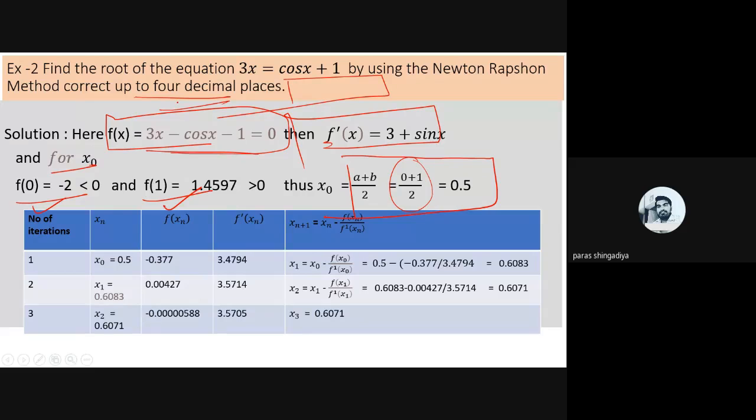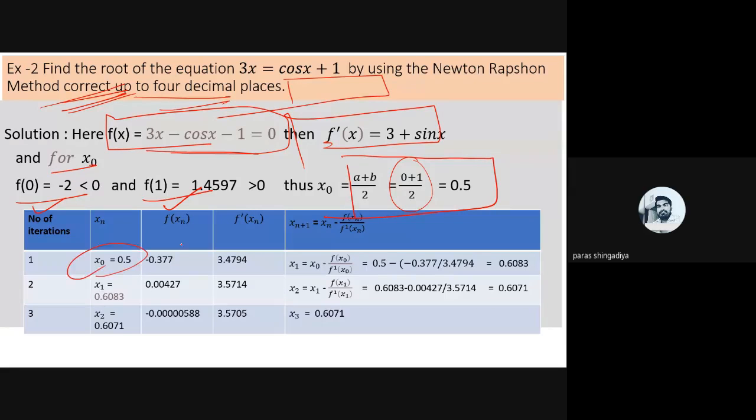The number of iterations is not mentioned, so you don't derive 5 iterations or just 3 iterations; that is not given, but a condition is there. Check your answer correct up to 4 decimal places. It means when we get 2 consecutive iterations correct up to 4 decimal places, then we'll stop this procedure and consider that our required answer.